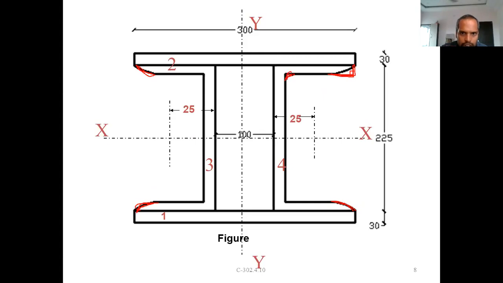The actual channel sections or whatever sections, they will have the root point. This is called the root. So these roots are a little bit curved, not exactly rectangular. Some curved portion will be there here also, right?